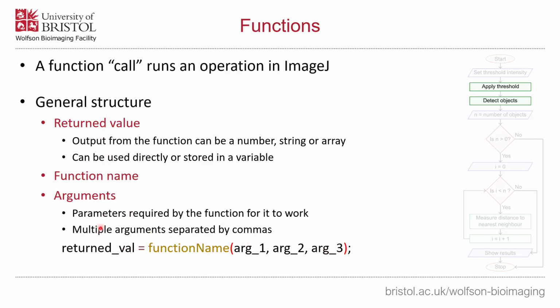We've got this returned value here, starting left to right. So if it's a function that will give you something back, like it's done a calculation and it wants to give you back a number or a string or an array, that would then come out here and you can assign it to this variable returned val. Then from left to right, you've got the function name.